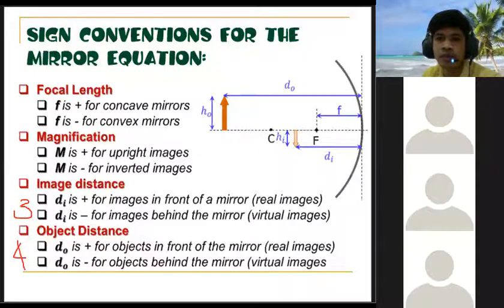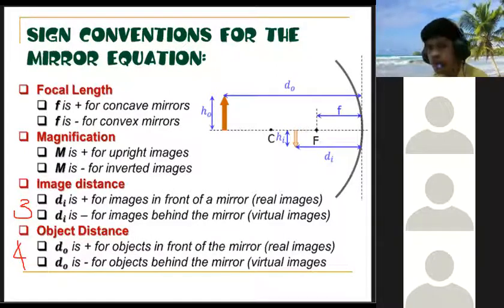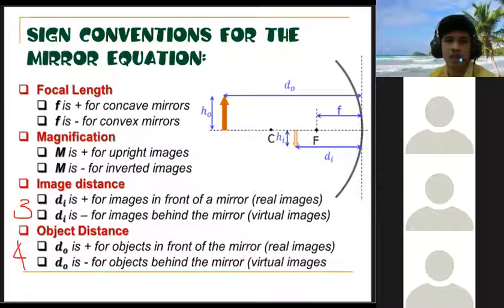Next, Beam, can you read the rule for object distance, please? Number 4, please. Rule for object distance. DO is positive for object in front of the mirror or real image.